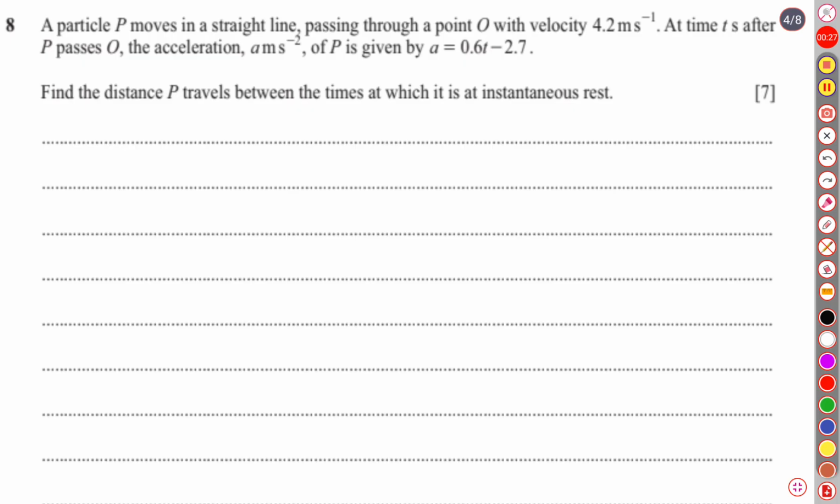A particle P moves in a straight line passing through a point O with velocity 4.2 meters per second. At time t seconds after P passes O, the acceleration a meters per second squared of P is given by a equals 0.6t minus 2.7. Find the distance P travels between the times at which it is at instantaneous rest.